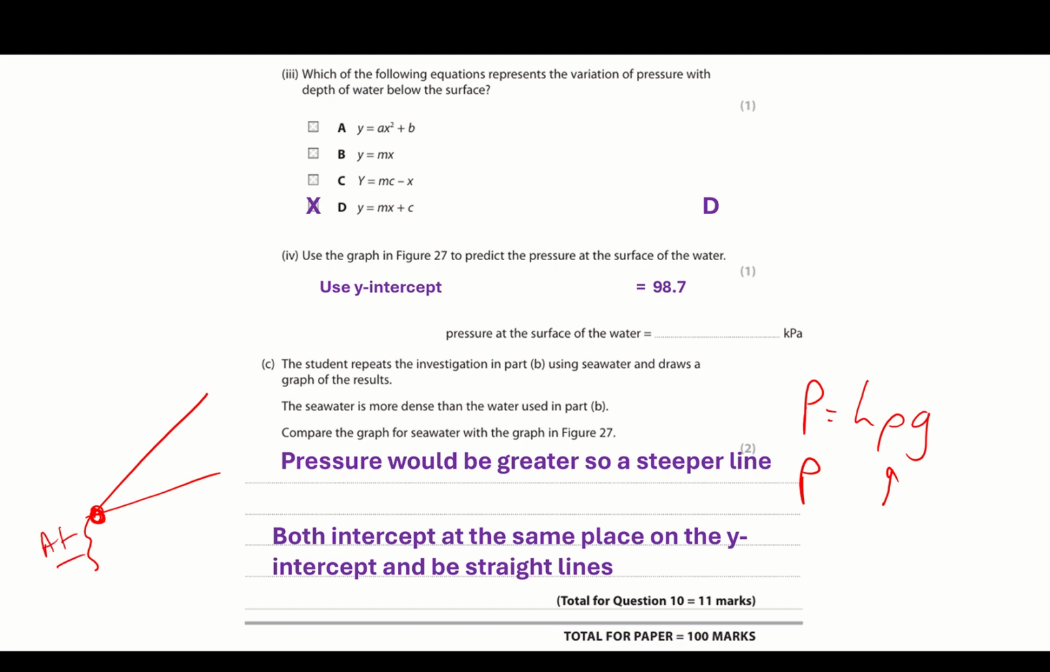Okay, and that's that. Tricky one at the end. That they both intercept at the same place was missed by a lot of students.